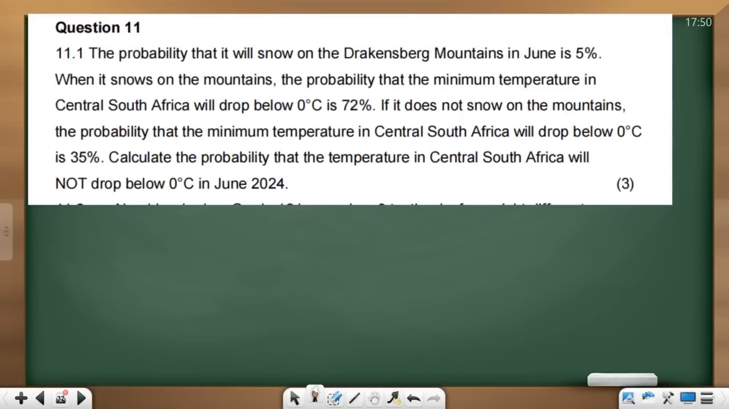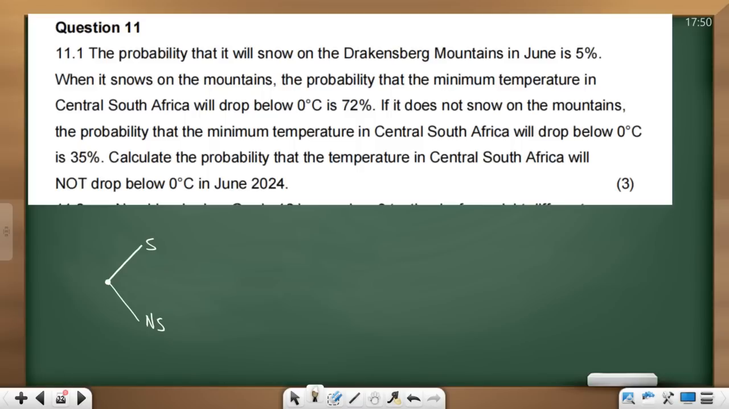The probability that it will snow on the Drakensberg Mountains in June is 5%. When it snows on the mountains, the probability that the minimum temperature in central South Africa will drop below 0 is 72%. If it does not snow, so already I have options. I know I'm drawing a tree diagram. If it does not snow on the mountain, the probability that the minimum temperature will drop below 0 is 35%. Calculate the probability that, let's go back and read. It's either it snows or not snow. You can do that, not snow.